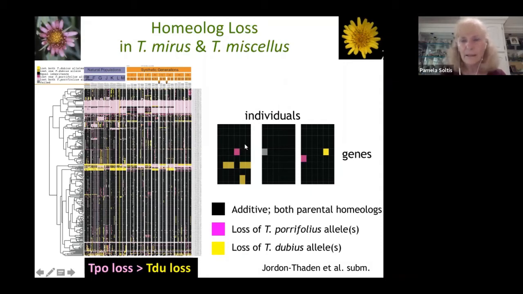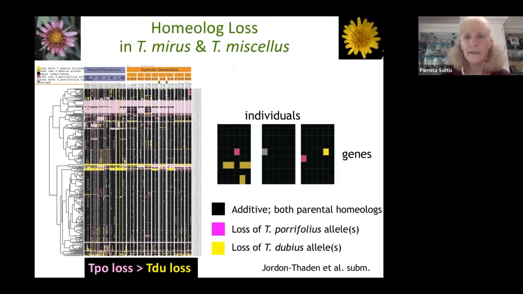And everywhere there's black, it shows that the patterns are additive and that both parental homeologs are present. But everywhere you see pink, that means there's a loss of the porphyrious, either allele or both alleles. And where it's yellow, there's a loss of one or both dubious alleles. So you can see when you look at this figure, I think, that most of the loci show the additivity patterns that I just described from those previous histograms. So 72% of the loci don't show any homeolog loss, but we do see pretty evident loss of the porphyrious alleles, particularly up here. There's a whole set of genes that show loss of the porphyrious copy, and down here a set of loci that show the loss of the dubious copy.